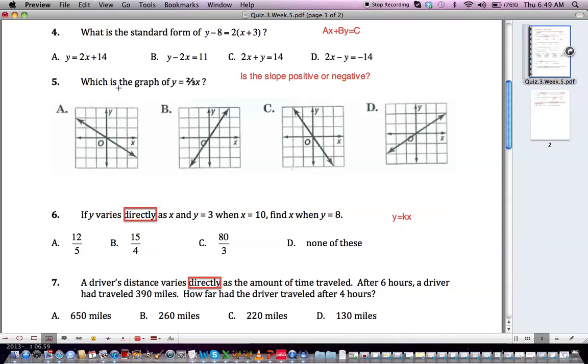Number 5, which is the graph of y equals 2/3 x? So look and see, is it A, B, C, or D? Think about this. Is the slope positive or negative? All right? So look at the slope. Is it positive or negative? And think about what type of line you would have. Well, you know, now you can do process of elimination, and then you can look at doing some slope triangles. Okay?